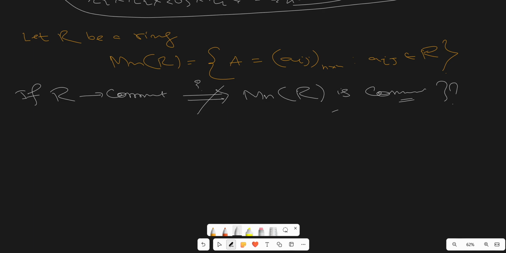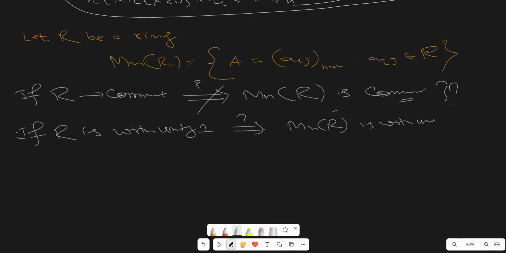So what do you think if R is with unity 1? Does this imply that Mn(R) is with unity, the identity matrix with 1s on the diagonal and 0s elsewhere? Suppose R has the unity 1. Then Mn(R) must have the identity matrix as unity, because this is very easy to prove. So this is an if and only if condition, right?